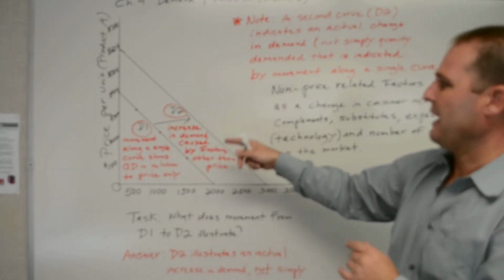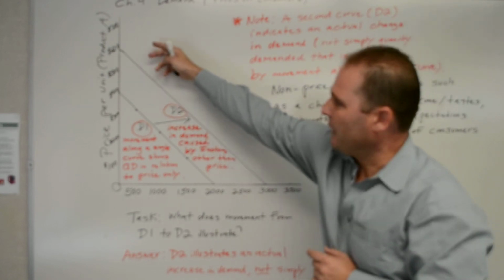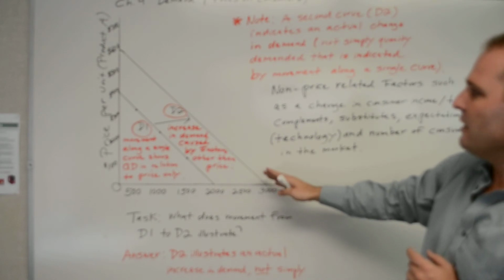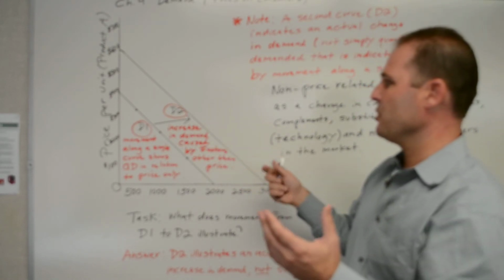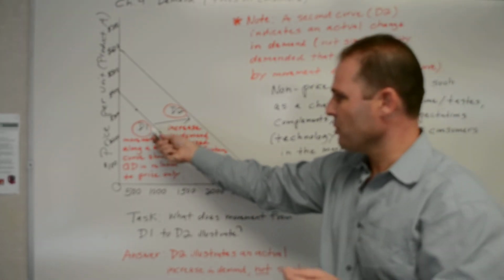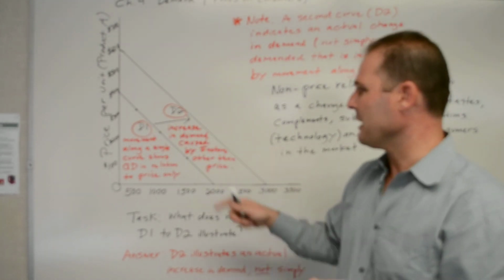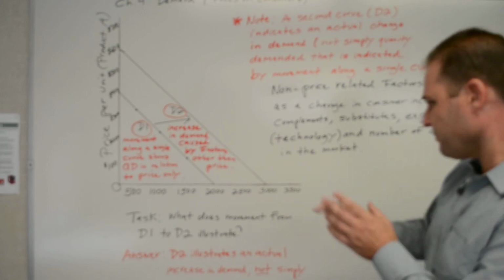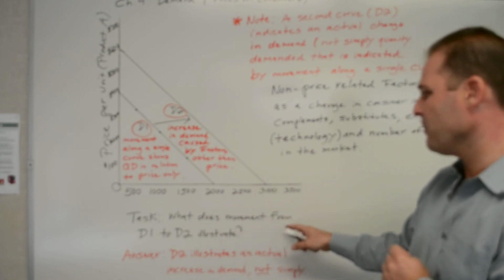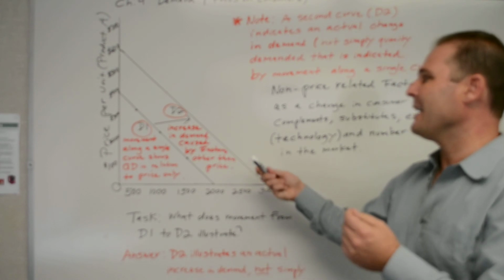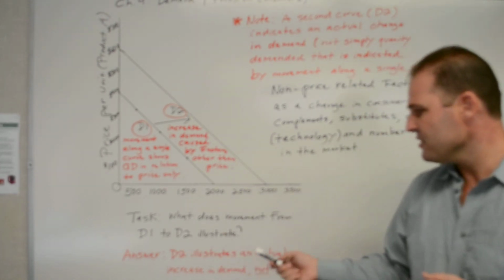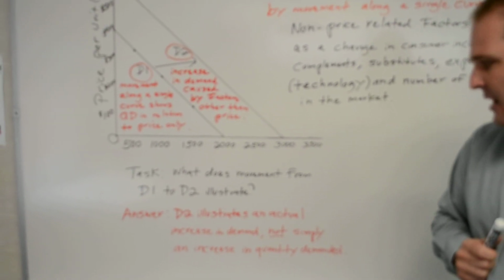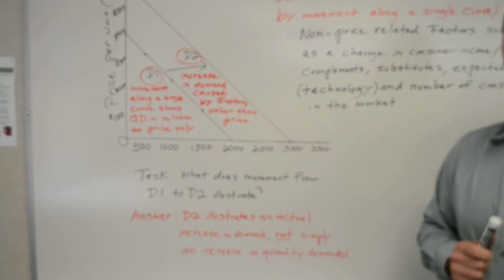So in this case, our next curve starts from here, about $600, and ends at about 3,000 units. This is called D2, or demand 2. This shift from the original D1 curve shows an increase in demand caused by these other factors. So in other words, our task is, what does movement from D1 to D2 illustrate? The answer is D2 illustrates an actual increase in demand, not simply an increase in quantity demanded.